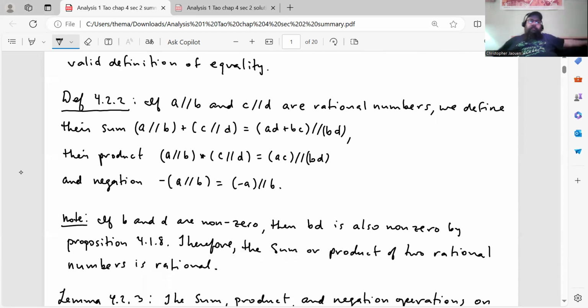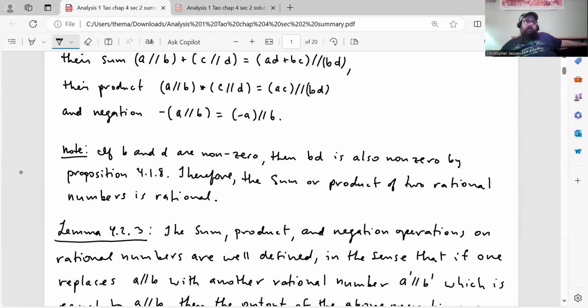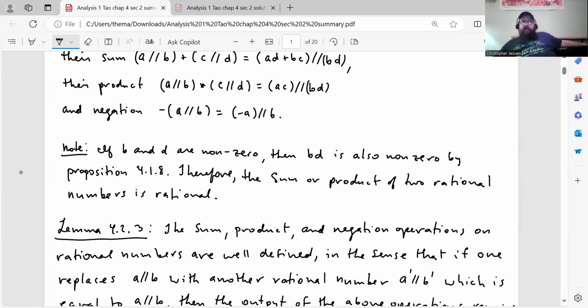All right, next we have definition 4.2.2. If a/b and c/d are rational numbers, we define their sum, a/b plus c/d equals (ad plus bc)/bd. Their product is, it's hard to say /bd a million times, you just multiply the numerators and the denominators together, right? And negation, you negate, for example, the numerator. And that defines those operations on those equivalence classes. Here's a note. If b and d are non-zero, then bd is also non-zero by proposition 4.1.8. Therefore, the sum or product of 2 rational numbers is rational.